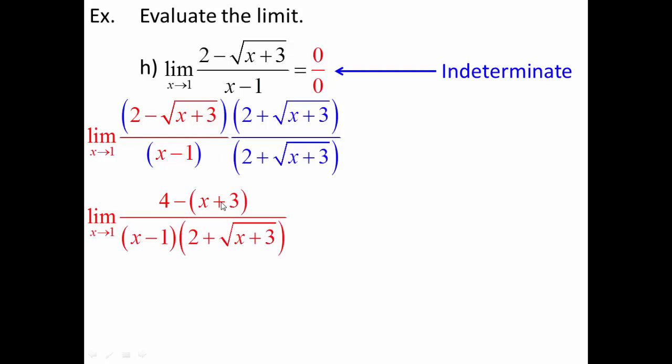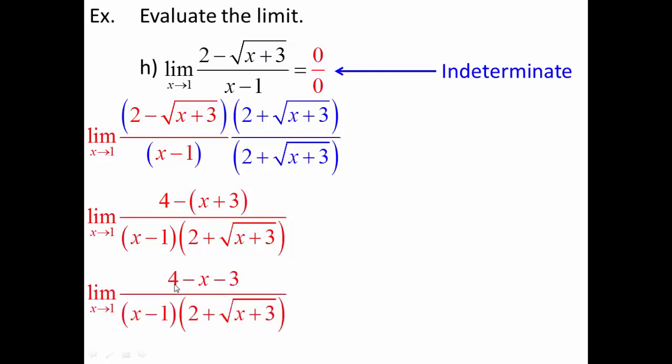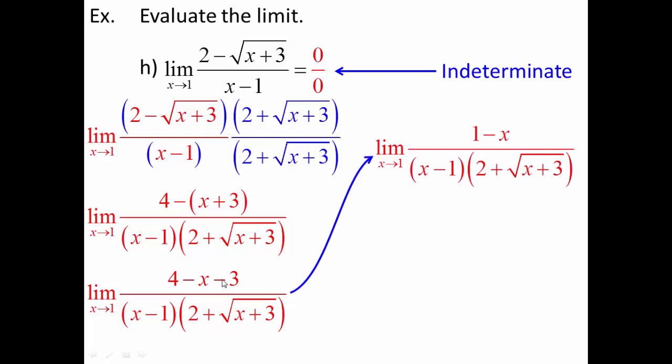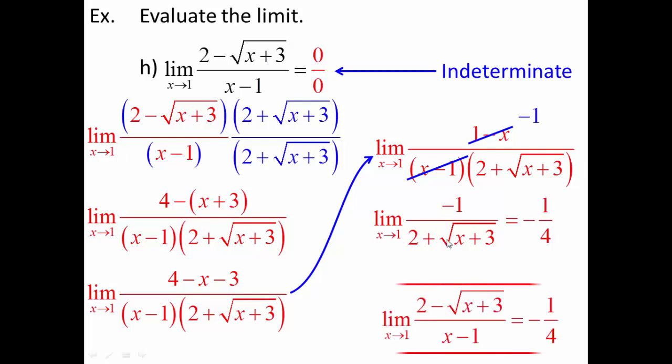Notice this time I made sure to put that x plus 3 in parentheses because it immediately follows a subtraction symbol. Also notice on the bottom, I did nothing. I didn't multiply through, I left it in its factored form. Simplifying the top a little further is going to give me minus x minus 3, so 4 minus 3 gives me 1. I now have 1 minus x on the top, x minus 1 on the bottom. Remember from a few problems ago, we can fix this problem by simply factoring out a negative out of the top, or just cancel it out, leaving behind a negative 1. We now have negative 1 over 2 plus square root of x plus 3. Plug in 1, we get our final answer of negative 1/4.